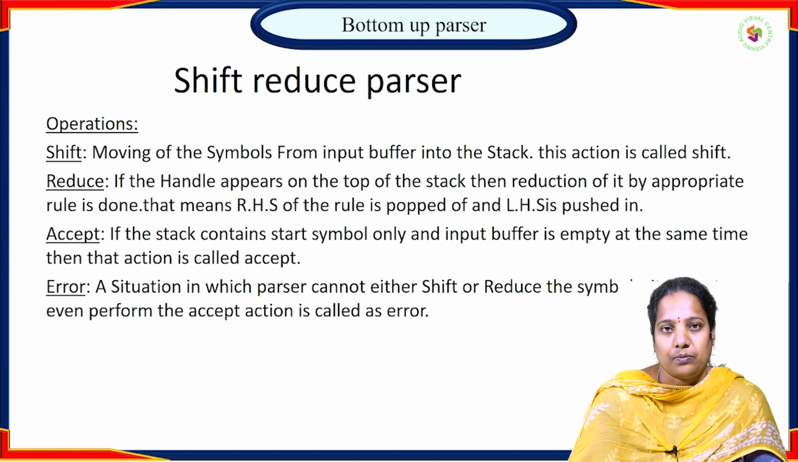The third one is accept. Accept is nothing but if the stack contains only the starting symbol of the grammar and the input buffer is empty, then we can say that the given input is accepted. And one more action is there, which does not belong to the above three: if we are not able to shift, reduce, or accept, then it indicates the error action. Totally we have four different actions: shift, reduce, accept and error.